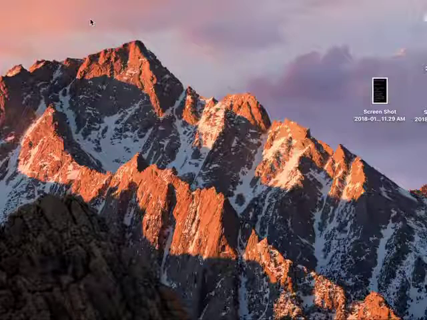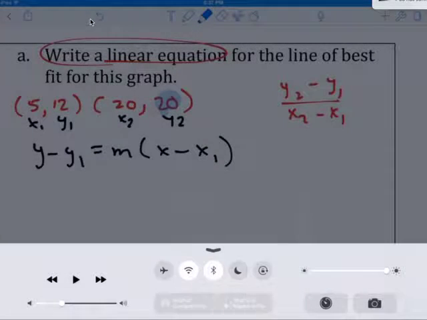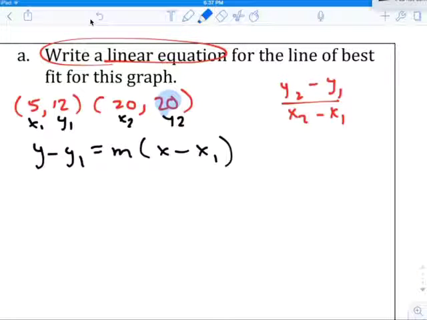Uh-oh. Not good. Will it come back up? This happened earlier and that's why I quit and didn't do a recording. Okay, there we go. Because it wouldn't show up. I couldn't record.